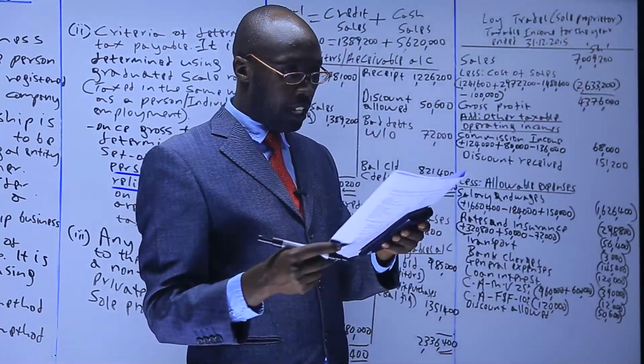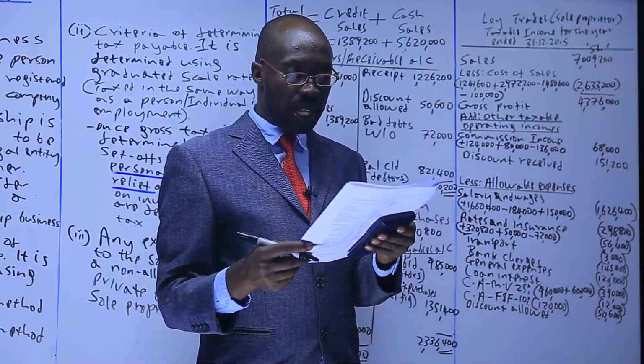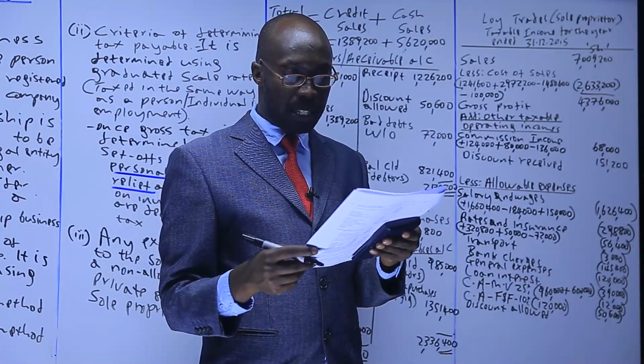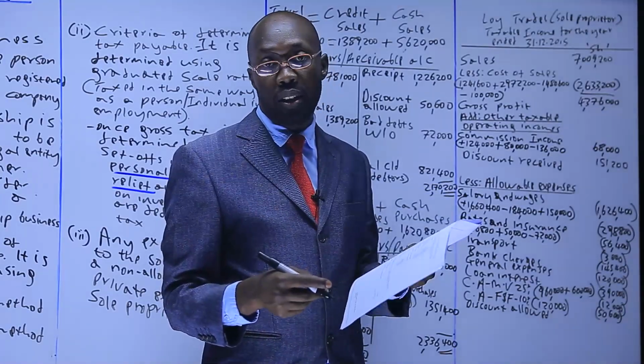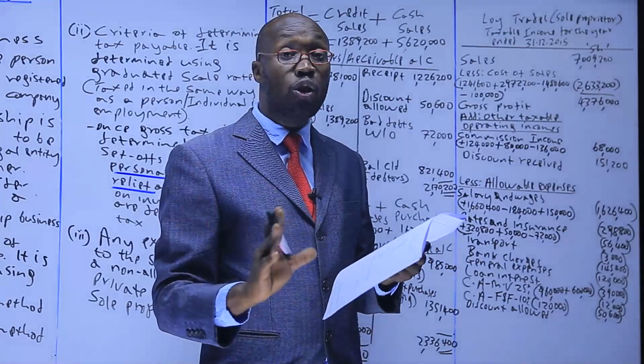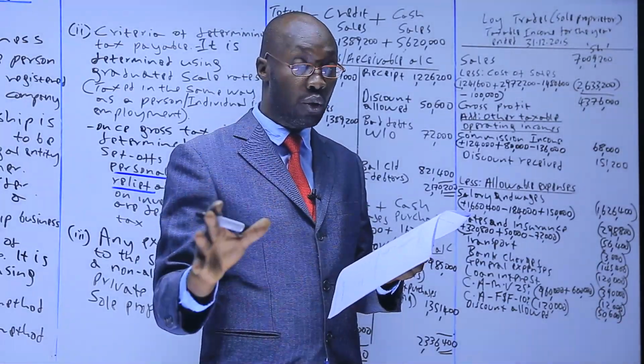Then additional information number 2. During the year, she took goods for free from the business worth 100,000 for her own use. That's an expense, yes, but it's not usually allowable, we said, because it's for private use.